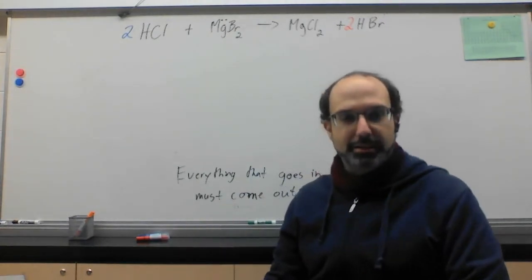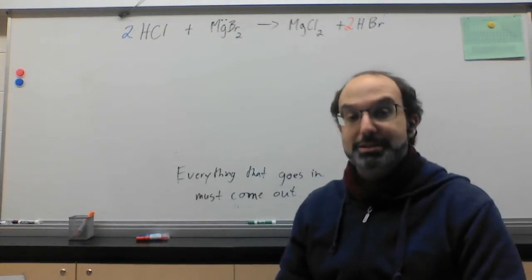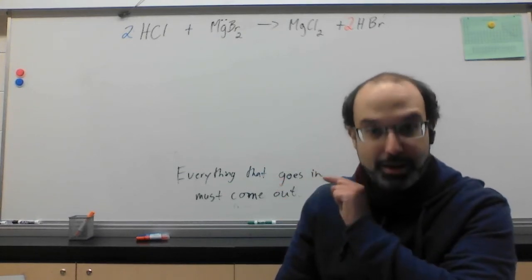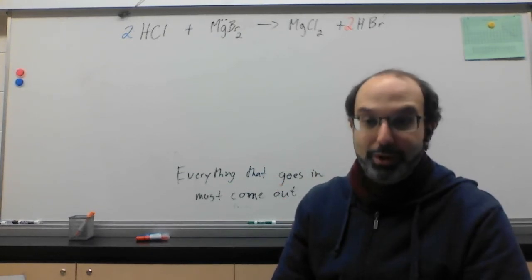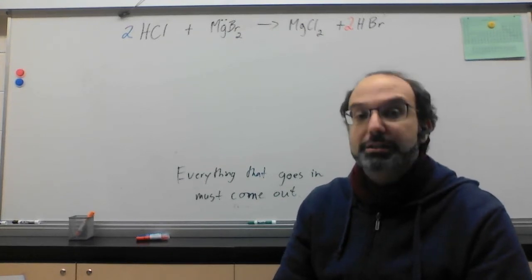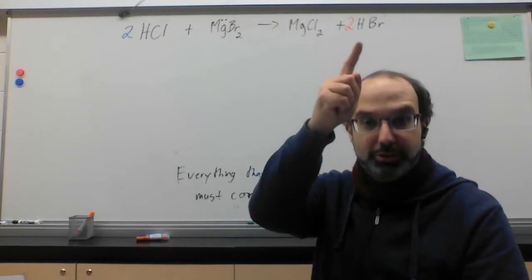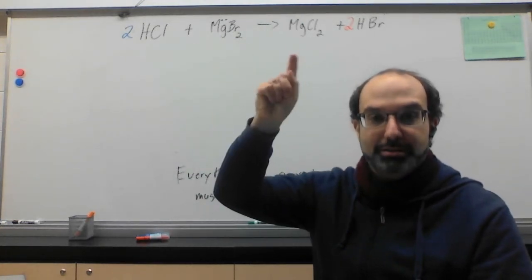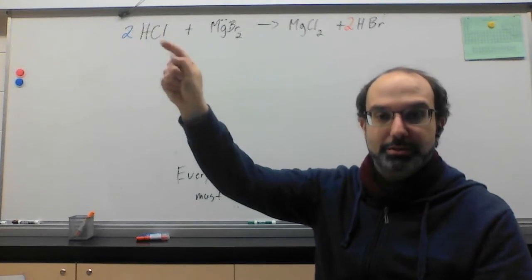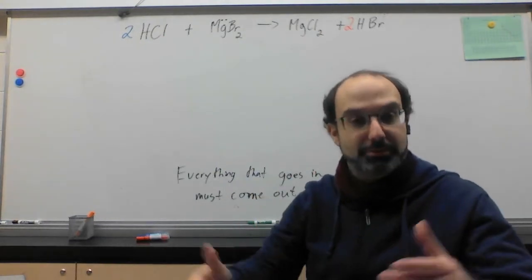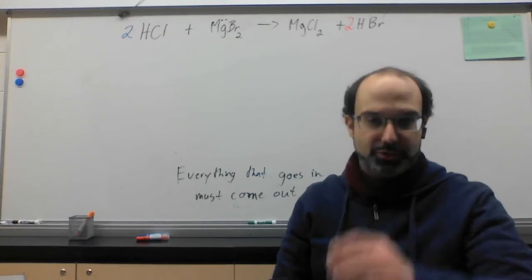Now, okay, sometimes it's a little bit trickier, but one of the nice things about this is that you always have the answer key with you because everything that goes in must come out, whatever that is. So I can always check. I can look at it and go, oh, let's see, I got 2 hydrogens there, 2 hydrogens there. 1 magnesium, 1 magnesium. 2 chlorines, 2 chlorines. 2 bromines, 2 bromines. I can check it after I'm done. Let's try another one.